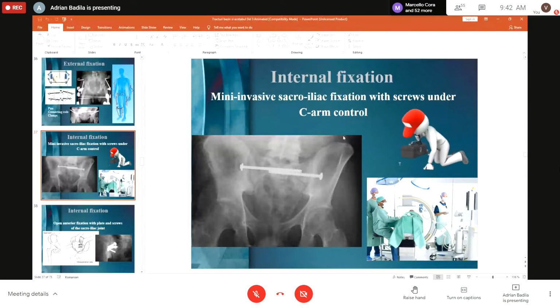Another method of osteosynthesis is the internal fixation. We can perform mini-invasive sacroiliac fixations with screws under C-arm control. Here we have an image with a C-arm device in the operating room, and through some minimal approaches, we can introduce screws at the level of the posterior pelvic ring in order to fix fracture at this level.